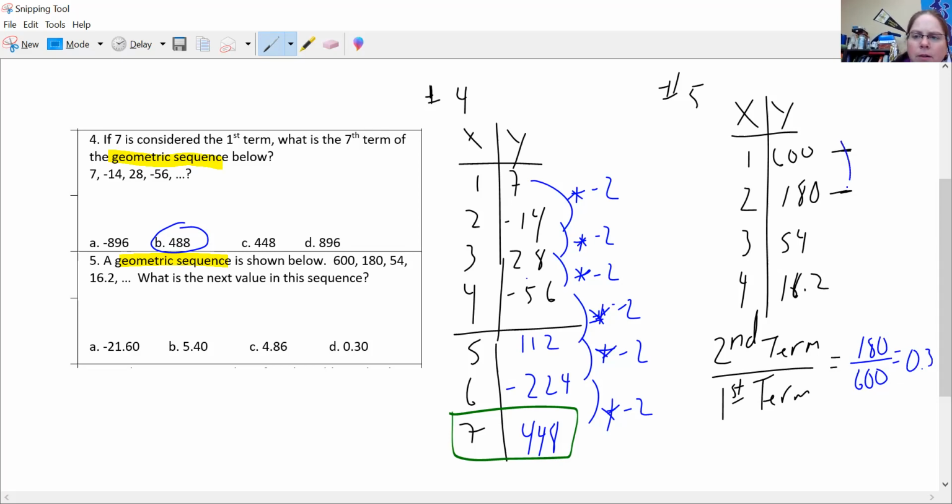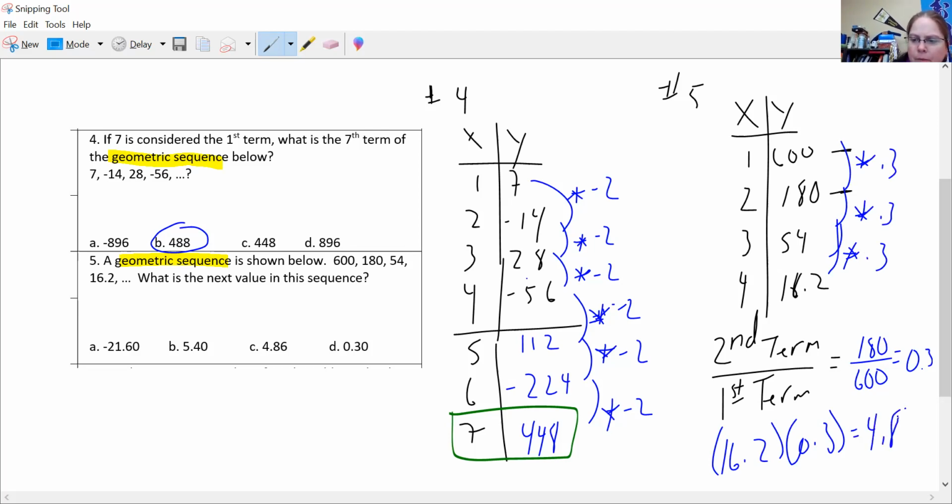So that means 600 times 0.3 is 180. 180 times 0.3 is 54. 54 times 0.3 is 16.2. So now I just need to take 16.2 times 0.3 to get our 5th term. And that's 4.86. Okay.